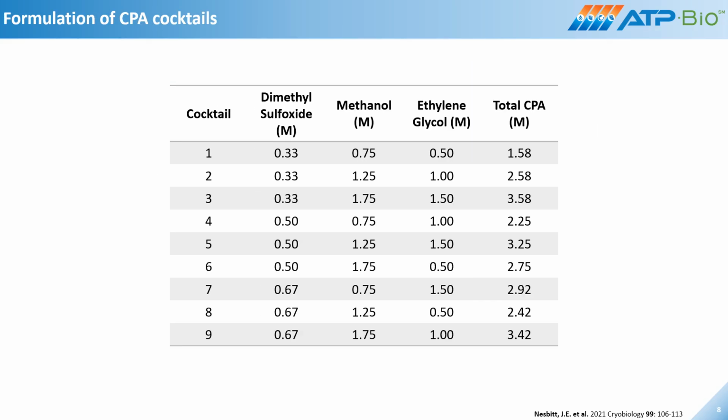So here we see an L9 orthogonal array constructed for the CPAs that are selected: dimethyl sulfoxide, methanol, and ethylene glycol, each at the 3 concentrations that we have chosen. This results in 9 unique combinations, which have a varying total molarity.